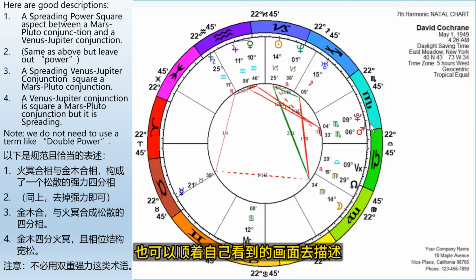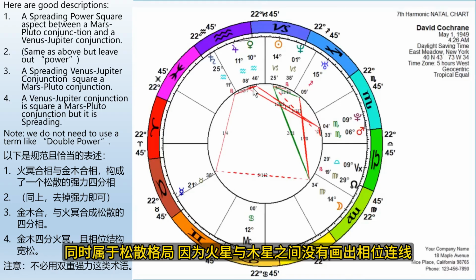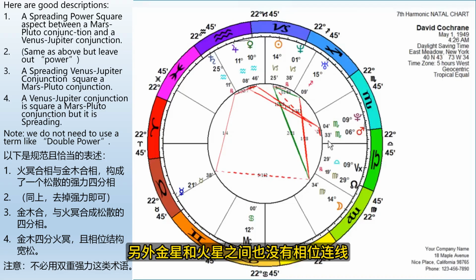Sometimes you explain it as you see it. You say, well, what do I see here? I see a Mars-Pluto conjunction square a Venus-Jupiter conjunction, and it's spreading, because I notice the Mars-Jupiter line is not drawn in. And let's see, the Venus-Mars is also not drawn in. So not all the lines are there. So it's a spreading power conjunction. A power square.